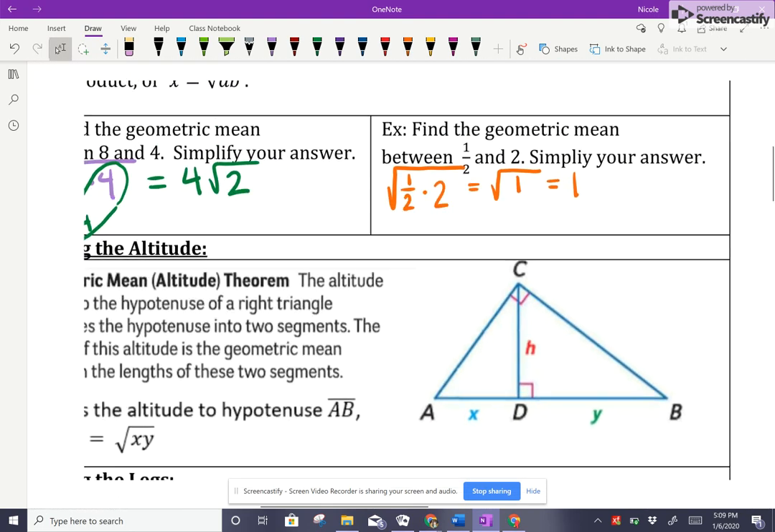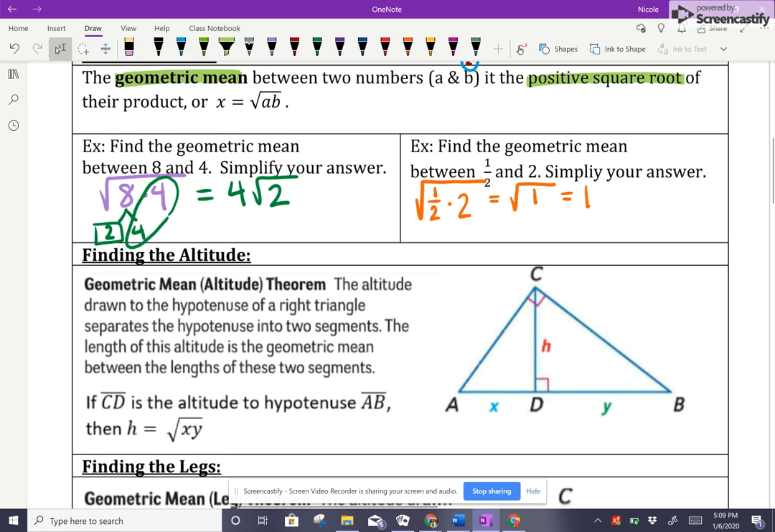Now, what does this mean for our right triangles? Well, we're going to use that geometric mean several times and find different missing sides of our triangles.